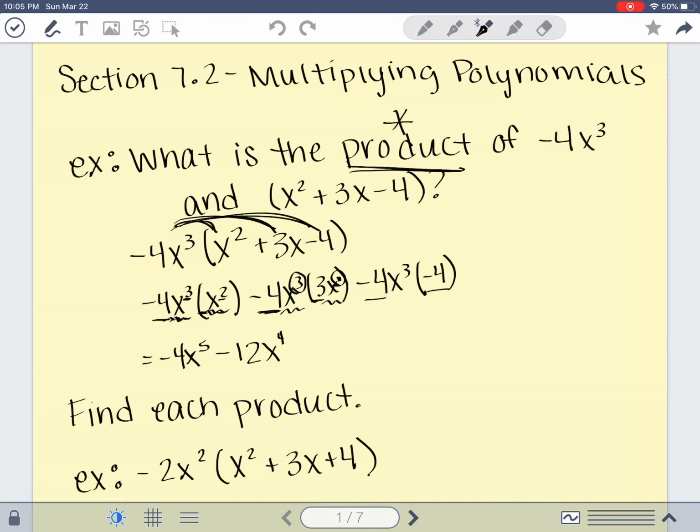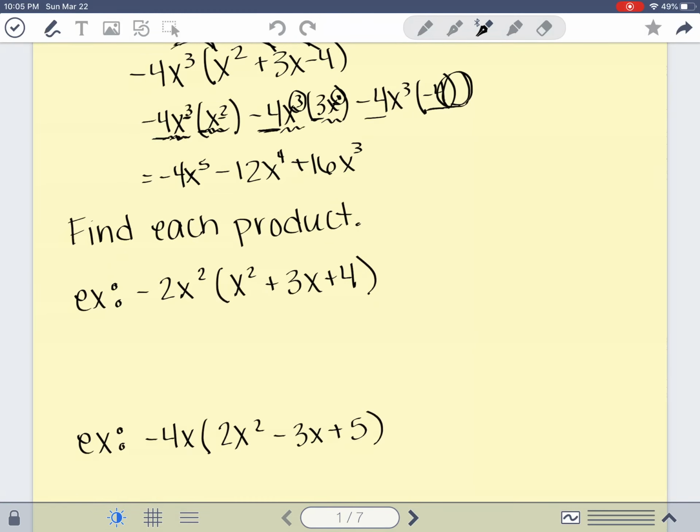Finally, we've got negative 4 times the negative 4, so we have a positive 16. And since this doesn't have any variable with it, we just bring along that x cubed. So our final answer is negative 4x to the 5th power minus 12x to the 4th power plus 16x cubed. All right, so we're going to continue with finding products similar to this.